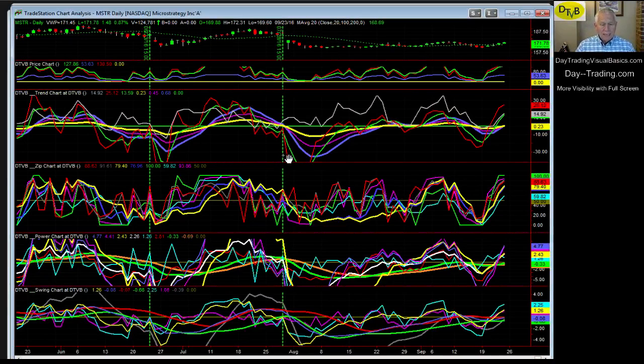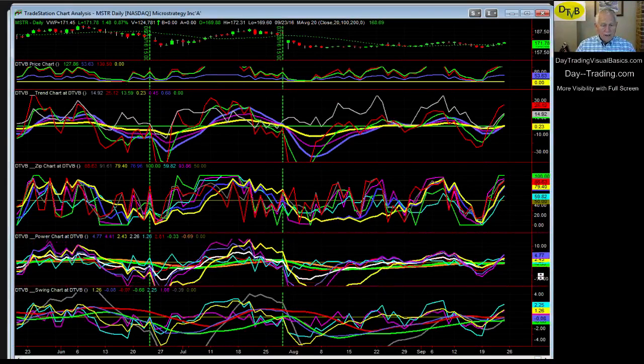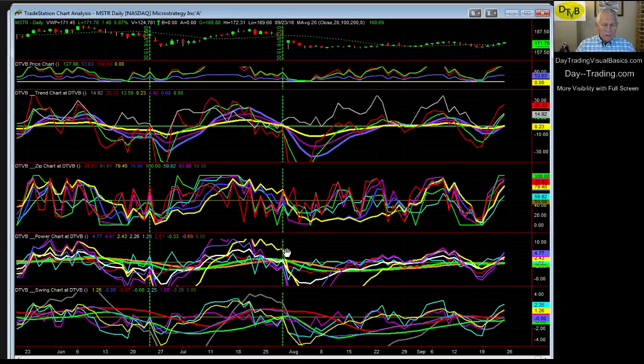And again, you have the power yellow in a triple top going down, as well as the zip yellow. And you even have it in the trend red, and you have it in a few others. So there's probably maybe 5, 6, 7 indicators that are showing a dropping triple top, or however you look at it. With that all said, those are what these two patterns are like.